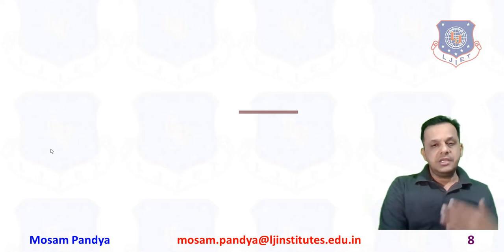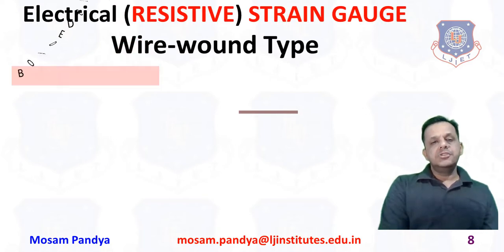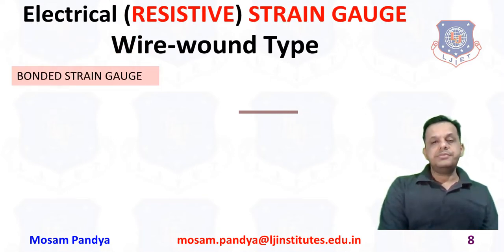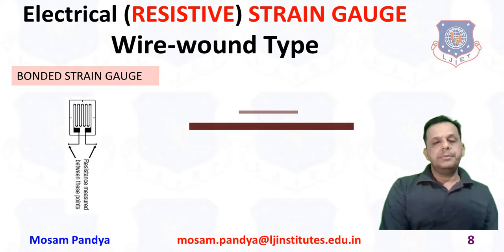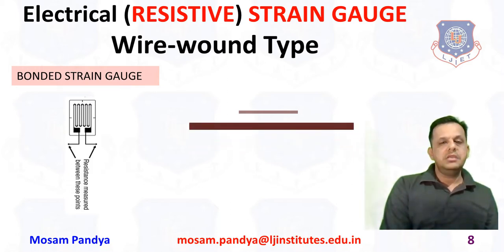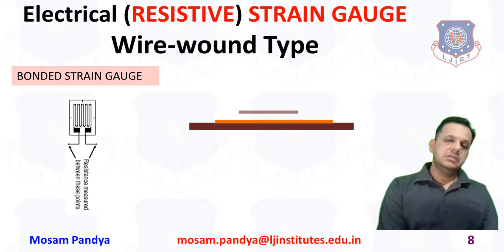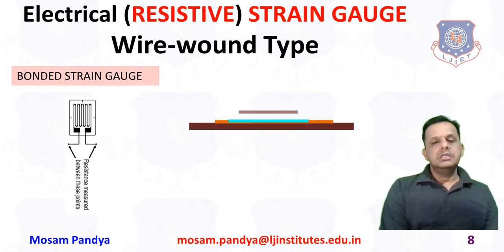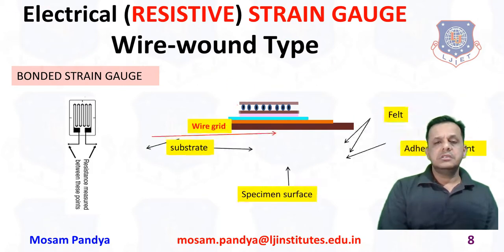So let us see how, layer by layer, the strain gauge is formed. We are talking about the wire wound bonded type of strain gauge. Once again, the resistance is to be measured across the two outcoming ends. So this is the platform or surface on which we will be putting our strain gauge. Then this is another layer, the cement adhesive, then another platform, and this is the wire grid. So let us see what these locations are.